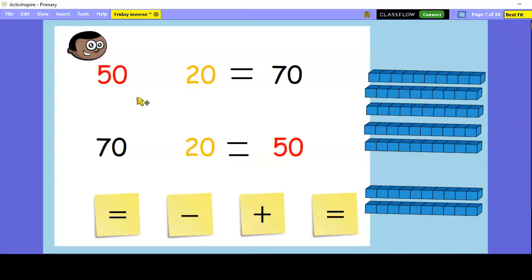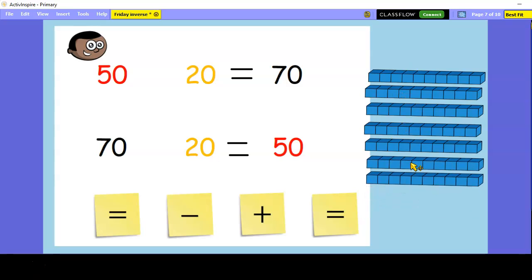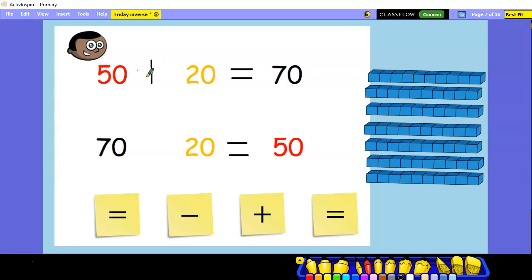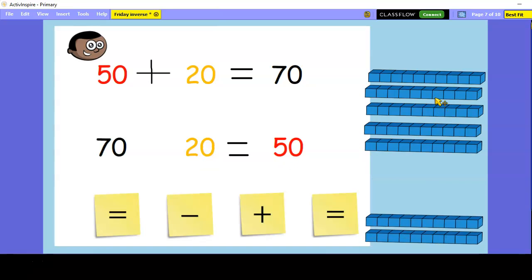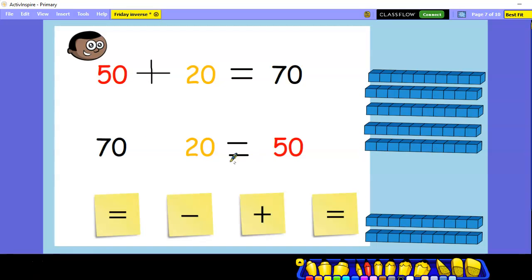Okay, so 50, 20, they're the parts, aren't they? So I've got 50 and 20. I put them together to make 70. What am I doing? I'm adding them together. And if I've got 70, and I do something with the 20 to be left with 50, I'm taking away the 20 to be left with 50, aren't I? So it's a takeaway.